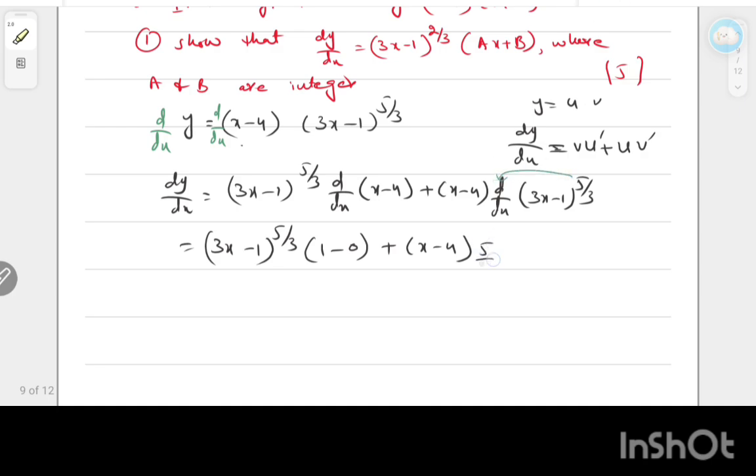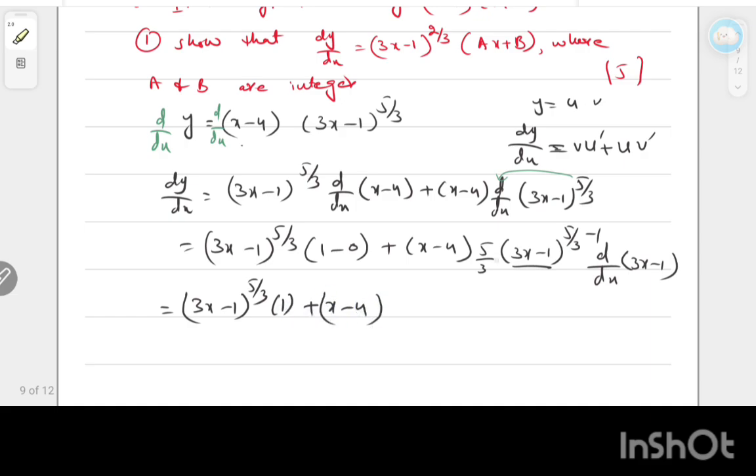It will be (5/3)(3x - 1)^(5/3 - 1). Now after subtracting the power, we have to take the derivative of the term without the power. Without the power term it is 3x - 1. So we have (3x - 1)^(5/3) plus x minus 4, and here is (5/3)(3x - 1)^(5/3 - 1).